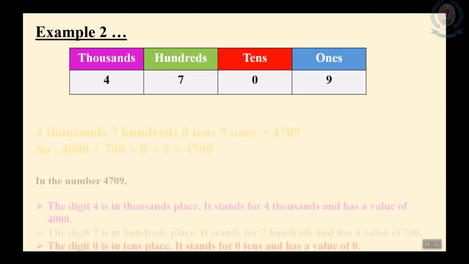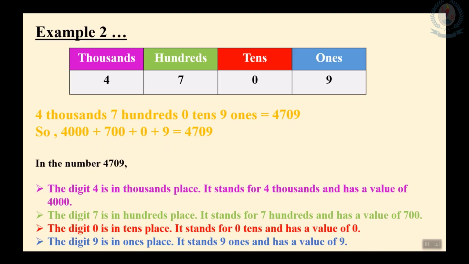Second example. Here in this number we can see 4 columns like the previous one. As I told you, on the right hand side the first digit should be ones. Here in the ones column we have 9, the tens column 0, the hundreds column 7, and the thousands column 4. That means here we have 4000s, 700s, 0 tens and 9 ones.